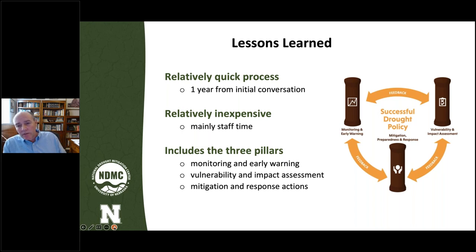And it includes the three pillars of drought planning, as we call them. It has a monitoring and early warning system. It had a vulnerability and impact assessment, sometimes called a risk assessment, and also mitigation and response actions. And as brought up, because it was somewhat of a quick process, there was a lot of discussion that went into it. But there's always more studies that can be done. There's always more input you can gather from stakeholders. And so there's always more work that can be done on those. But I think this provides a really strong foundation for the state of Iowa to build off of moving into the future. Okay, next slide.